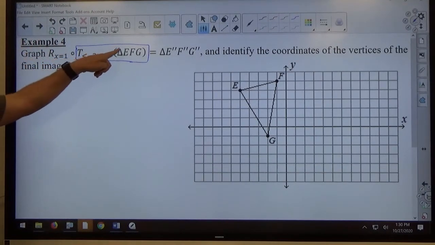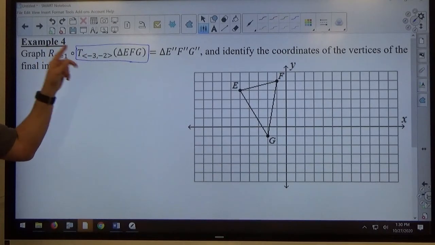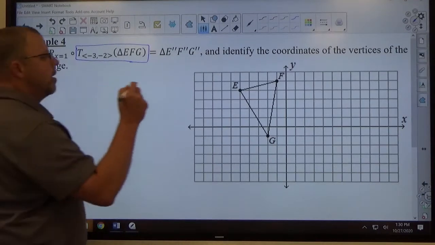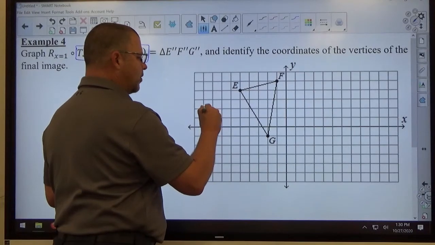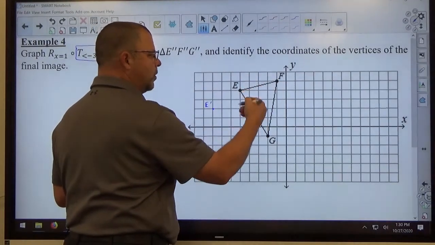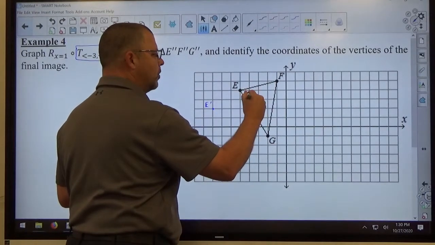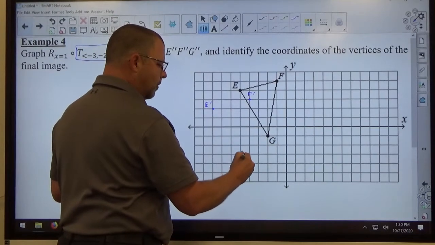I'm going to translate triangle EFG, which is graphed very nicely right there. We're going to go 3 spaces left and 2 spaces down to create E prime, F prime, G prime. So if I take E and go 3 left and 2 down, that's where E prime is going to be living. If I take F, go 3 left and 2 down, that gives me where F prime goes. And if I take G, I go 3 left and 2 down, that's where G prime goes.